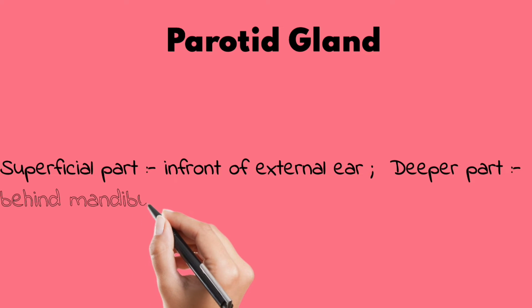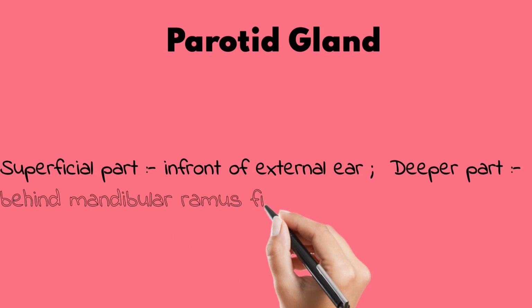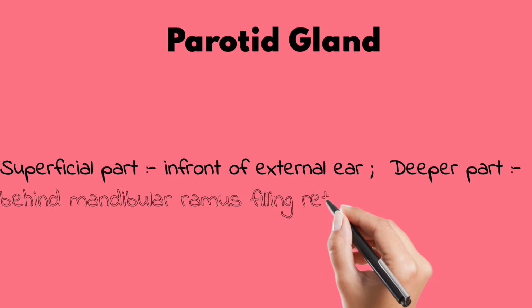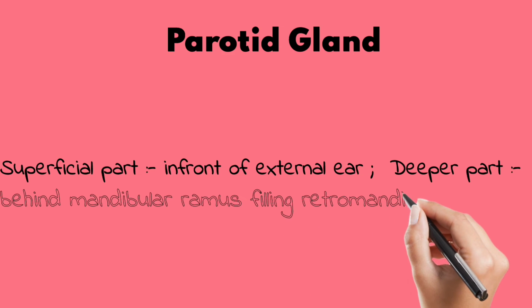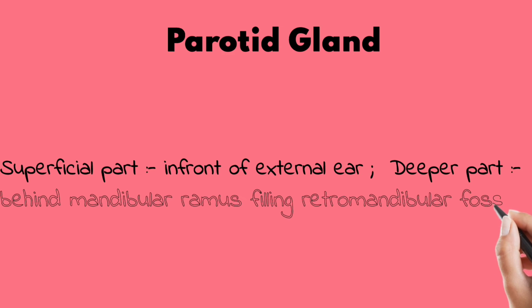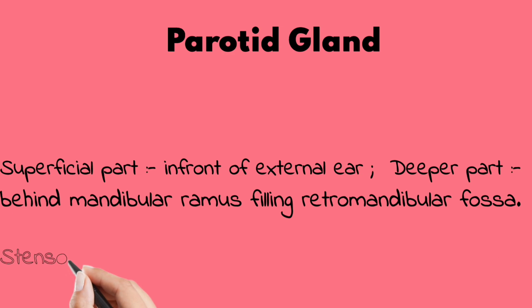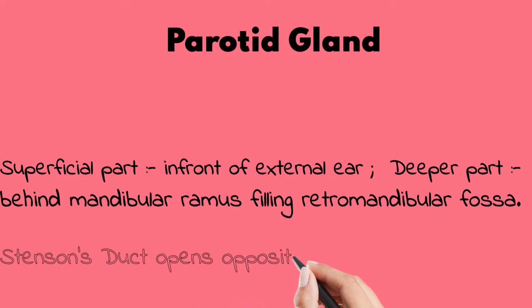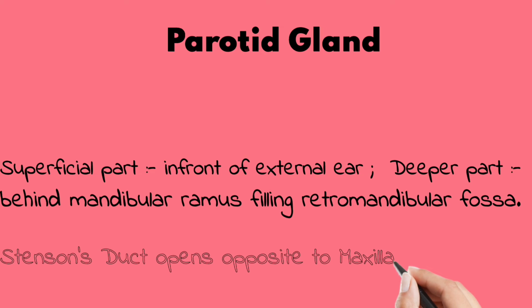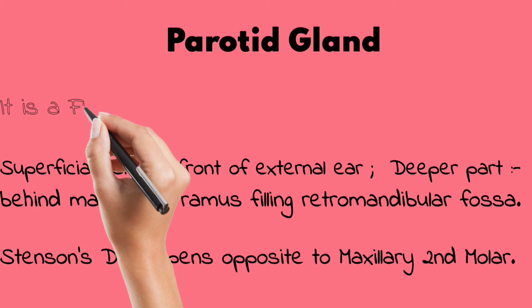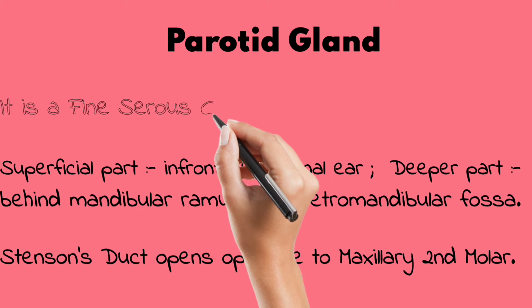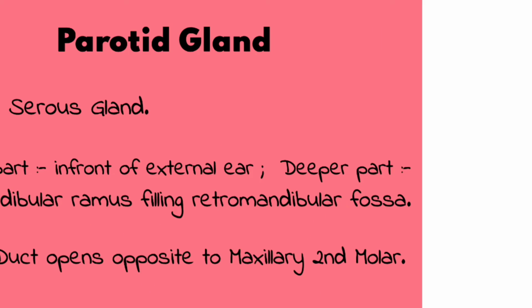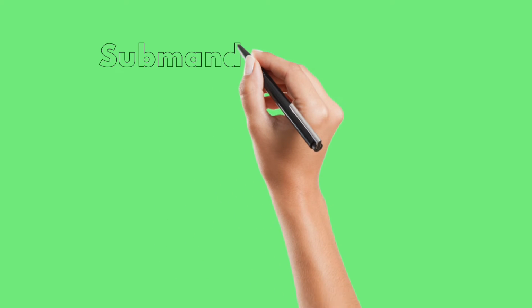Next, we'll study the ducts. As we know, all the salivary glands have ducts. So, what is the duct present in the parotid gland? The duct of the parotid gland is called Stenson's duct. This is very important. It opens in the buccal mucosa opposite to the maxillary second molar. Also, the parotid gland contributes 30% of saliva production.